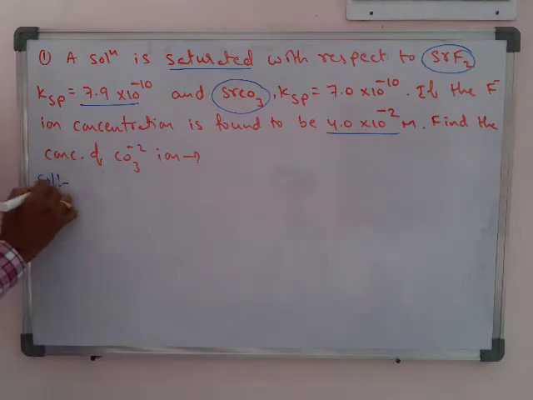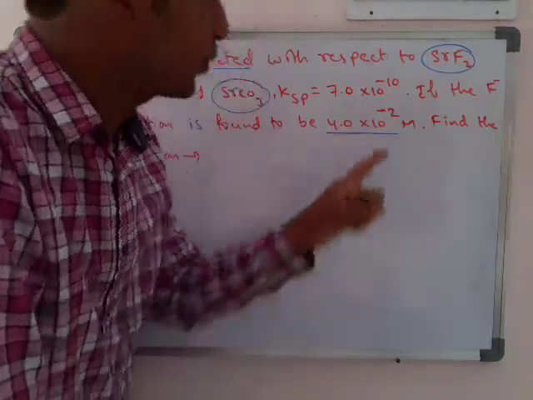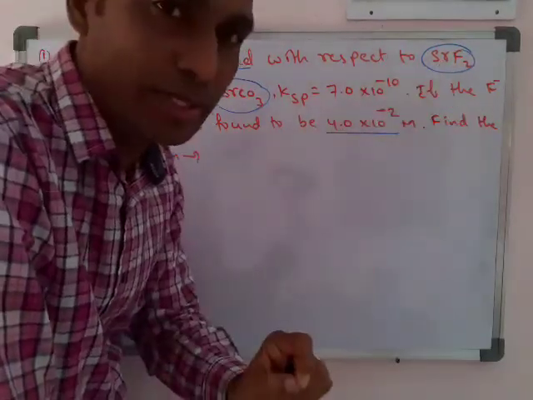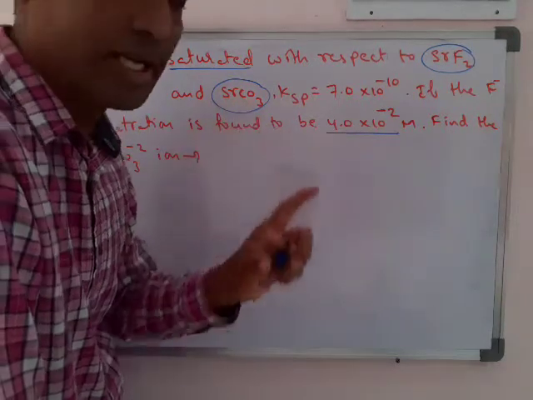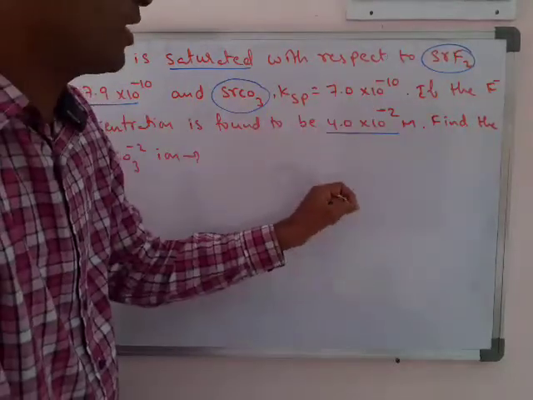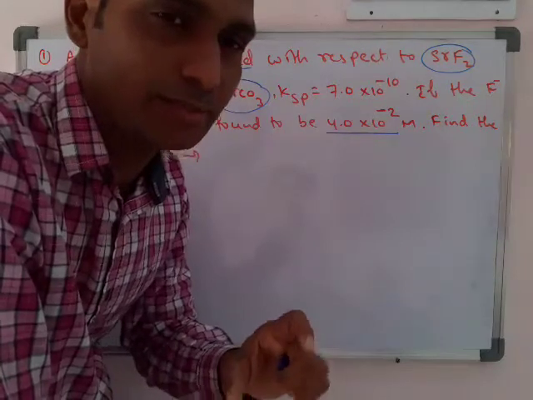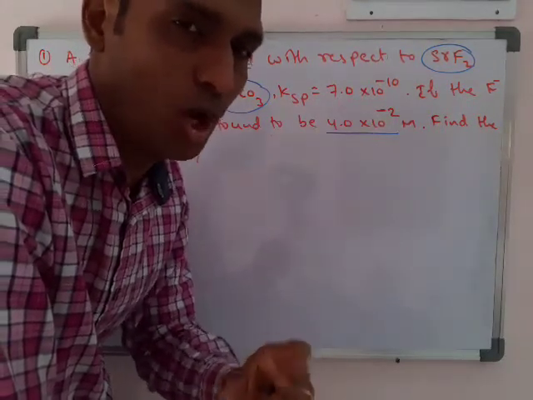So first, in the solution, which ions are present? SrF2 means strontium ion and fluoride ion are present, and strontium carbonate means strontium ion and carbonate ion are present. The F minus concentration is given, and we have to find the carbonate ion. So what is the common ion in it? The strontium ion, Sr plus 2. Strontium ion is the common ion.